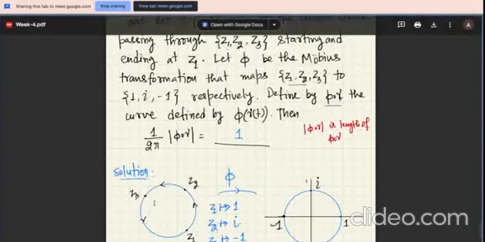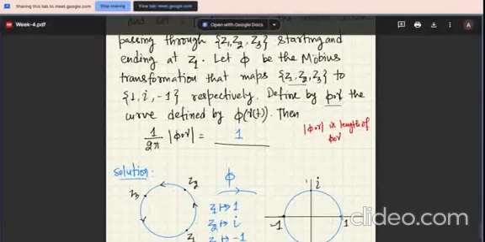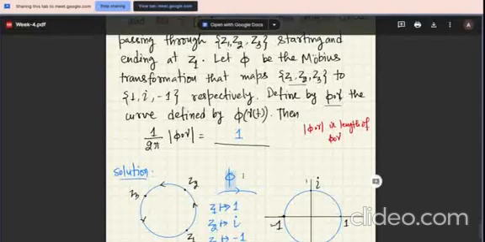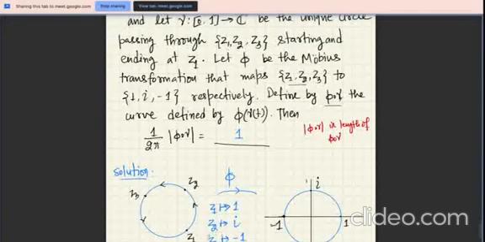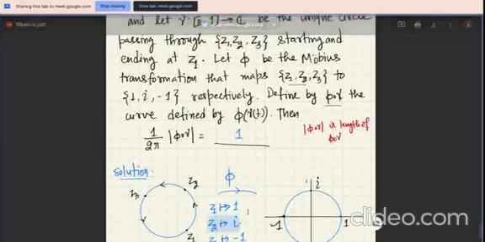Okay, so solution. This is nothing but Z1 going to 1, Z2 going to i, Z3 going to minus 1. So this is your Mobius transformation. Z3 is going to minus 1 here, Z2 going to i, and Z1 going to 1. So just take a rotation, Z1 to Z2, Z2 to Z3, Z3 to Z1. So 1 to i to minus 1, then again minus 1 to 1.